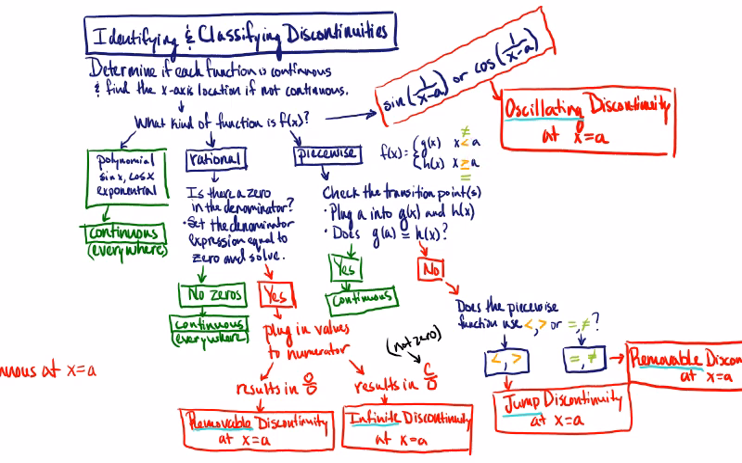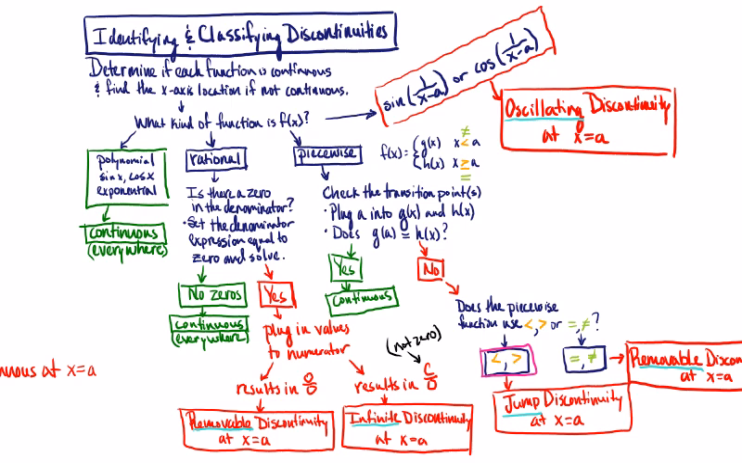And so if you plug in a to both functions, h of x and g of x, if they come out equal, if g of a equals h of a, that means the function's continuous everywhere. If the functions are not equal at that point, that means it's not continuous. But then you look at the inequalities.